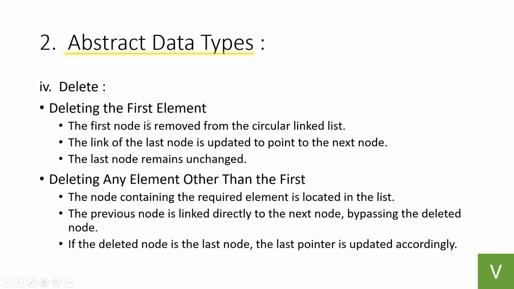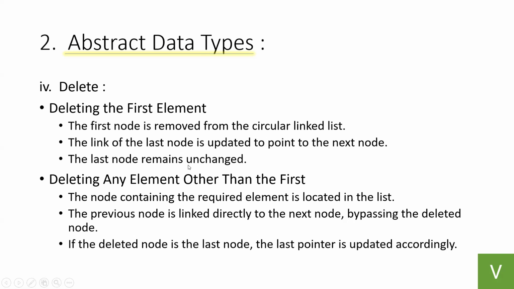In this, first we must change the address of the last node, and then we will delete the first node. So the first node is removed from the circular linked list. The link of the last node is updated to point to the next node. The last node remains unchanged. So this is how deleting the first element works.